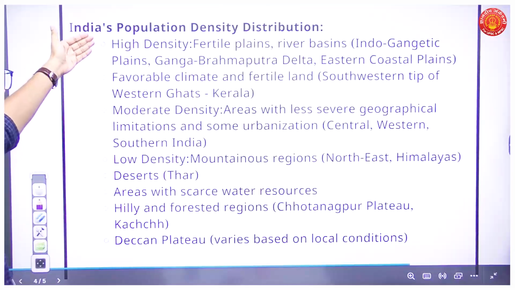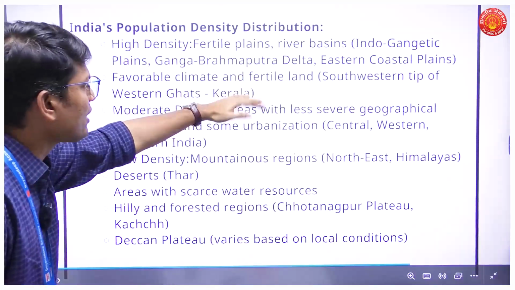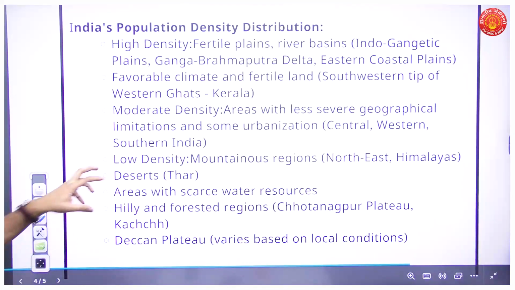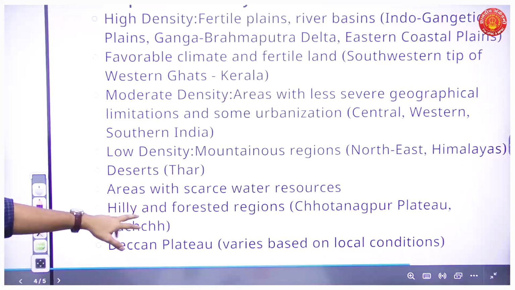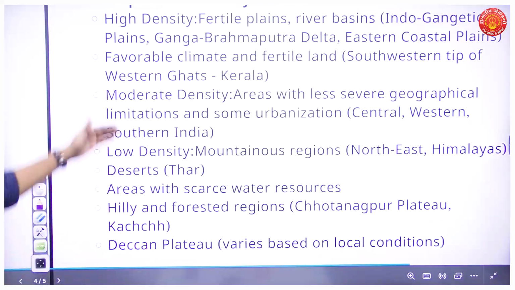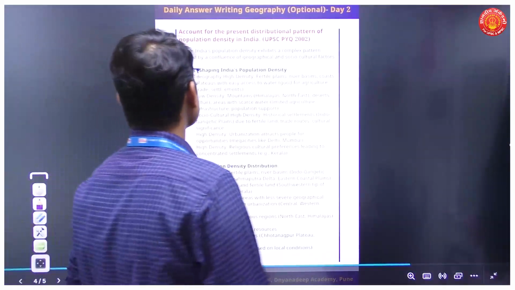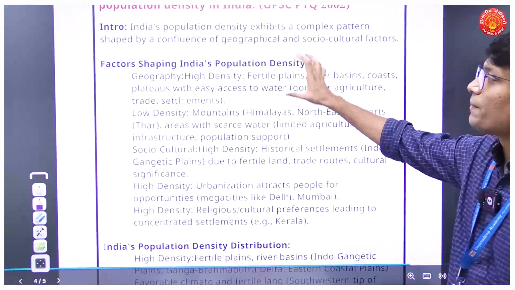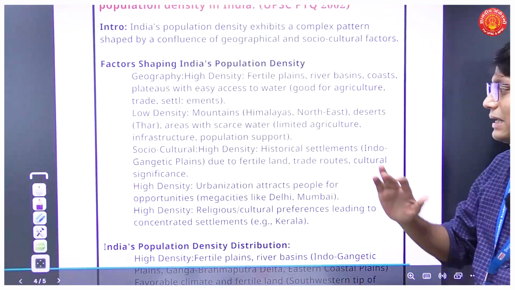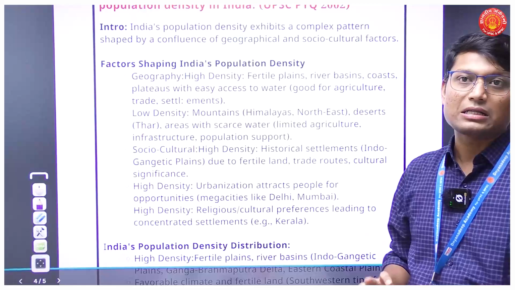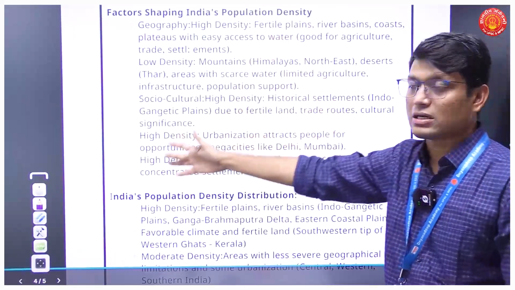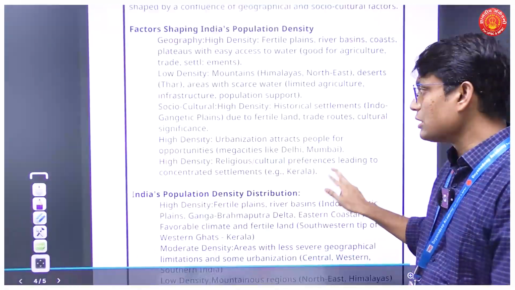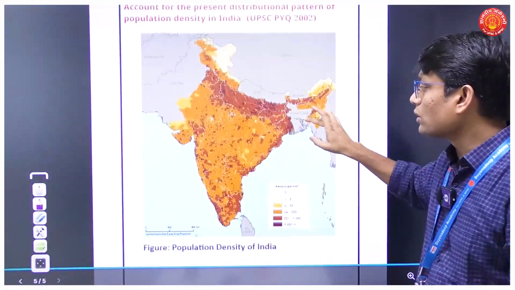Then for population density distribution, I have just given you specific areas along with the reasons for that. So I have some mountainous region, some water resource scarce region, then I have hilly or forested region. These are some of the reasons you are supposed to quote when it comes to the population distribution of India. So that is how you are supposed to approach this answer. First you say what are the factors, and then according to those factors you say what are the population density regions. Now to end this particular part, you are supposed to draw a map.